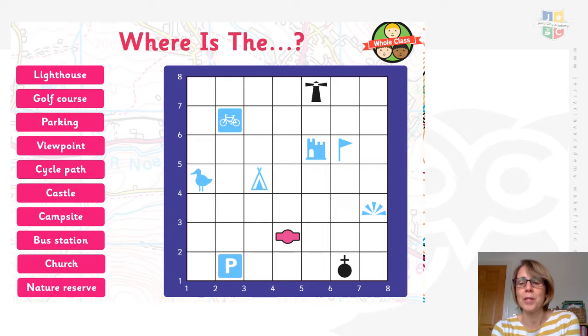So on this map, we've got the different locations down the left-hand side: the lighthouse, the golf course, that's the flag, of course, the parking, the P, the viewpoint, which is like the little lines coming out like this, the cycle path with the bike on it, the castle, the campsite, looks like a tent, the bus station, can we see the bus station, the church with the cross on, and the nature reserve with the duck. So the bus station is that pink one there, isn't it?